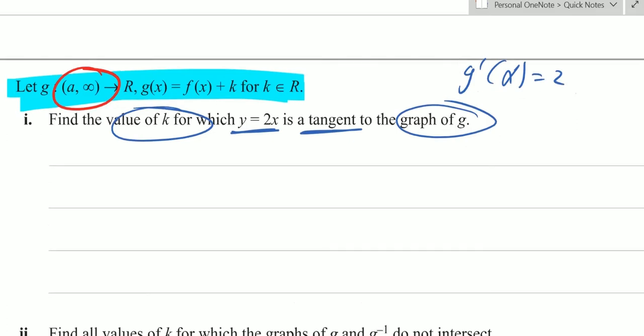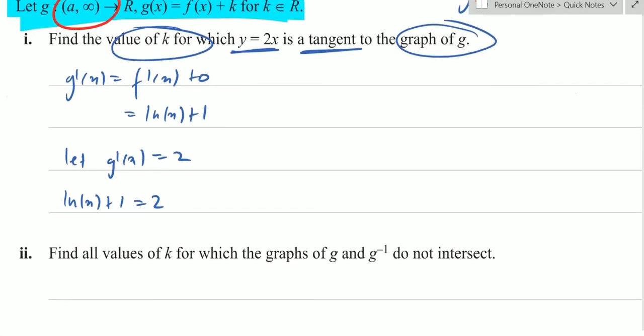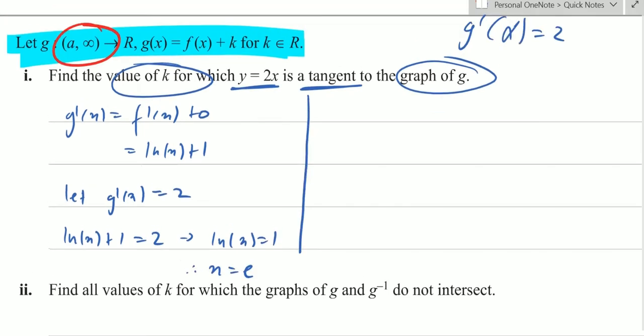And to do that, we have to know when the graph of g dash x is equal to 2. So we find g dash x is just f dash x, like I said before, which is ln x plus 1. We already found that in another part of the question. So now we let it equal 2 to find when the graph has the same gradient as the tangent. So if we do this, we get ln x equals 1, so therefore x equals e. So now we know that at the point e on the graph, there's a tangent, and it's y equals 2x.